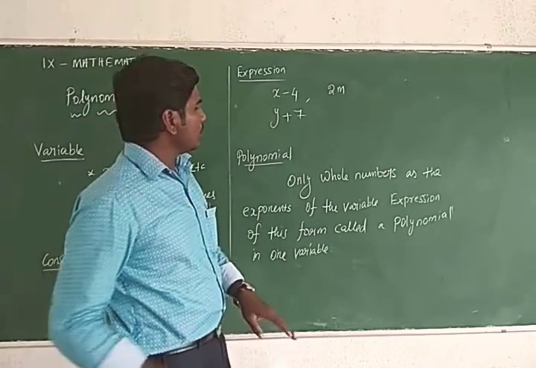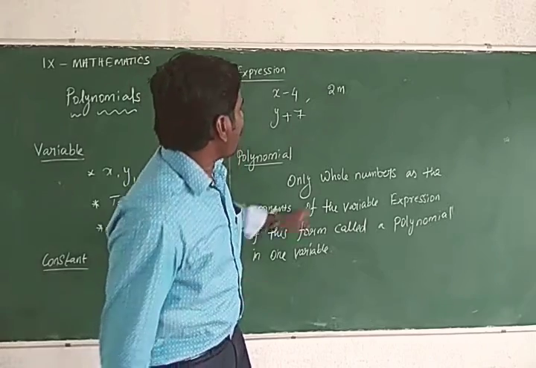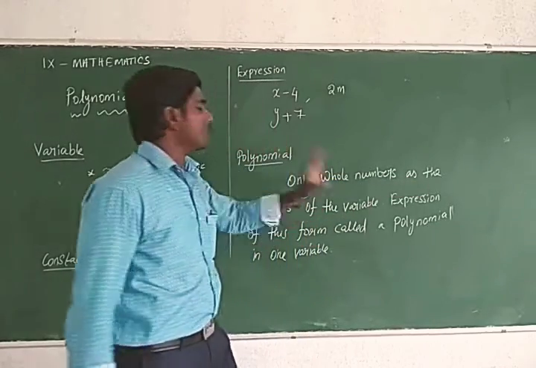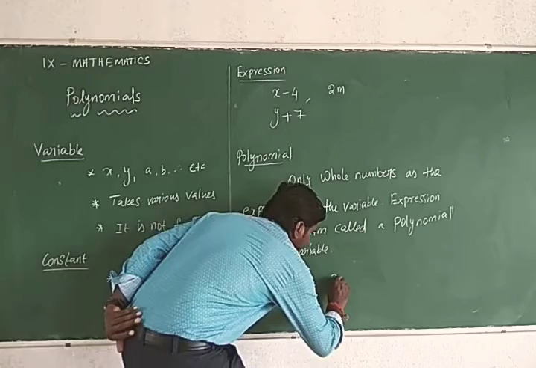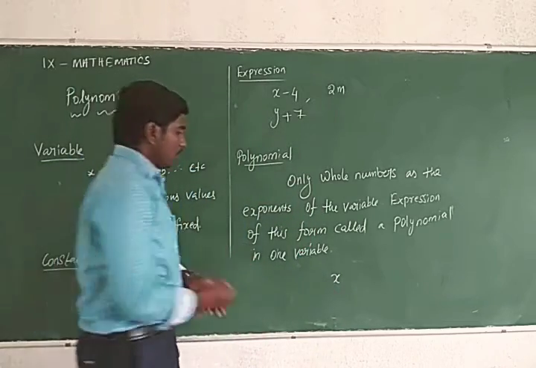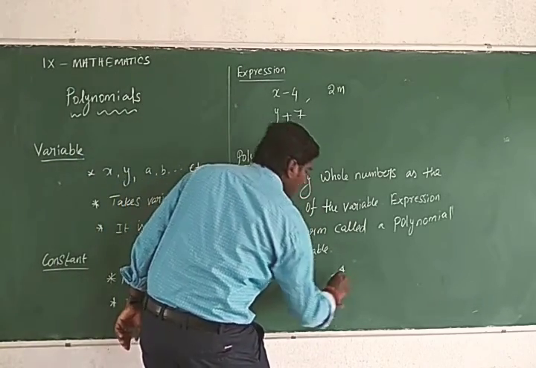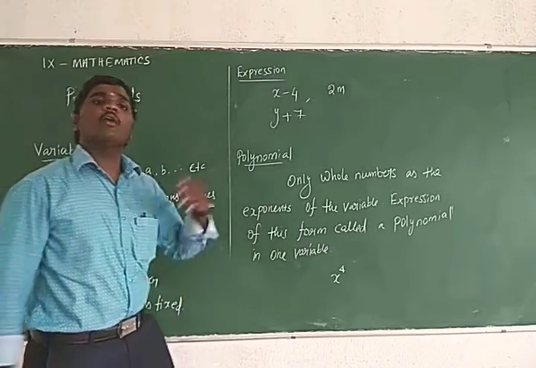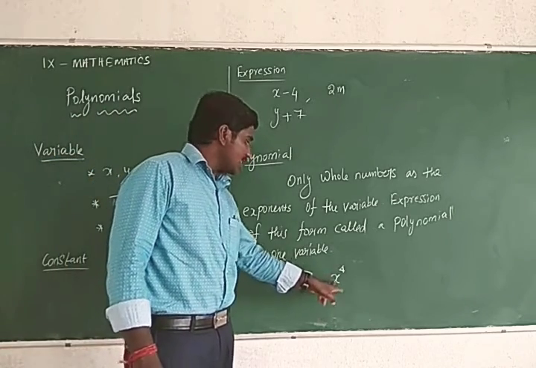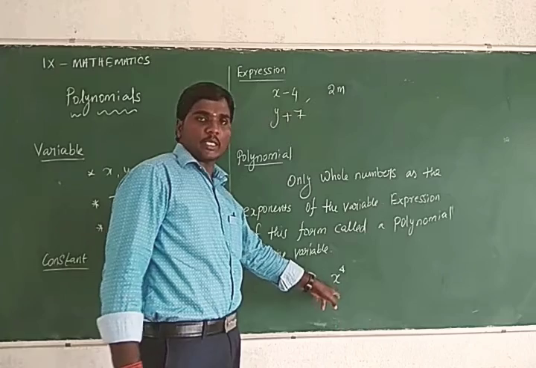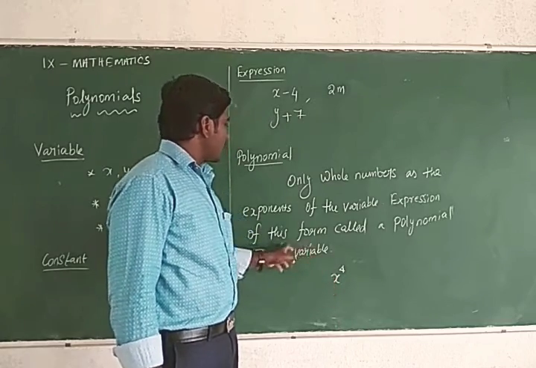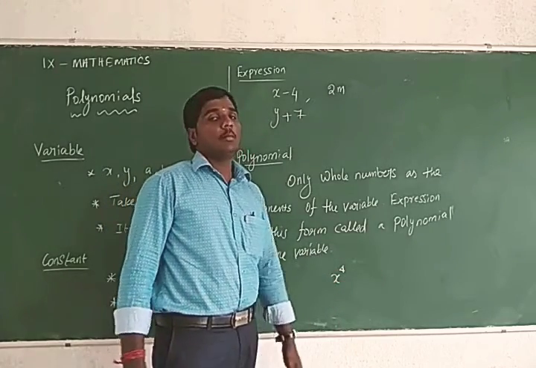A polynomial in one variable has only whole numbers as the exponent of the variable. It is one variable, and the exponent is the power 4. What is 4? It is a whole number. So the expression of this form is called a polynomial.